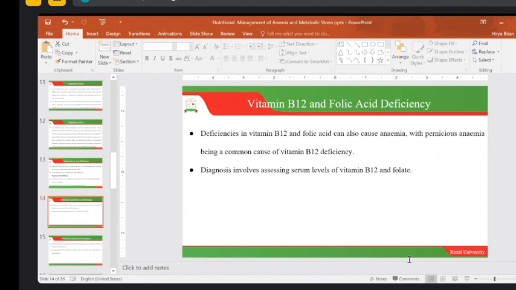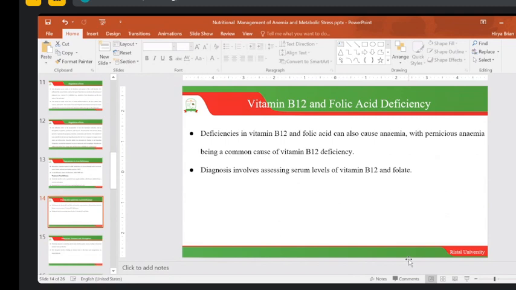For vitamin B12 and folic acid deficiency, remember when we talk of anemia, we are not talking of only iron deficiency anemia, but we are also talking about megaloblastic anemia and all those other forms of anemia. Also there is aplastic anemia. I beg to be corrected if I'm not giving the correct pronunciation of that. So the deficiency of vitamin B12 and folic acid can also cause anemia, with pernicious anemia being a common cause of vitamin B12 deficiency.